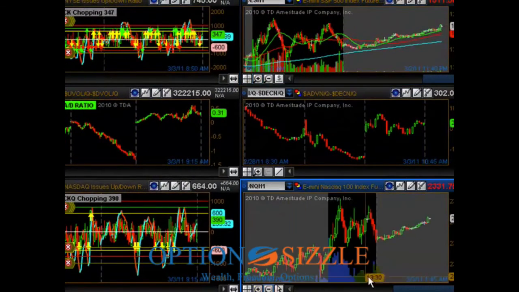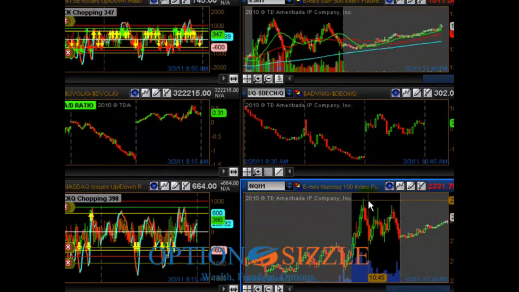And I'll move this back here. You can see here on the Nasdaq futures that we had that sideways movement. We had a move higher here, but really it just traded in a range from 2319 to 2340, and we see here on the tick as well that we had those movements.